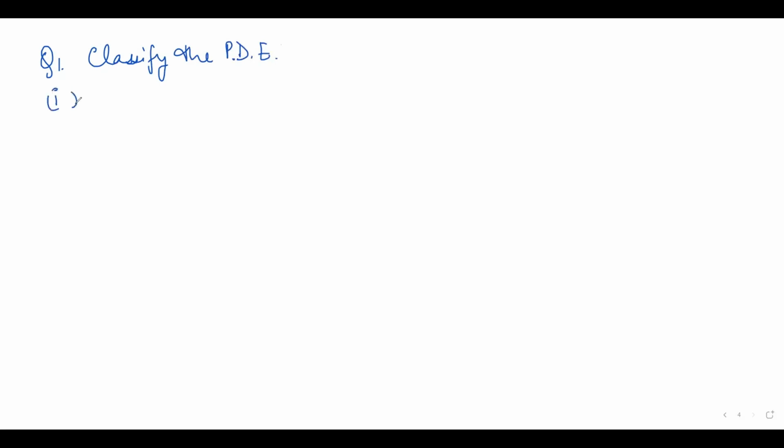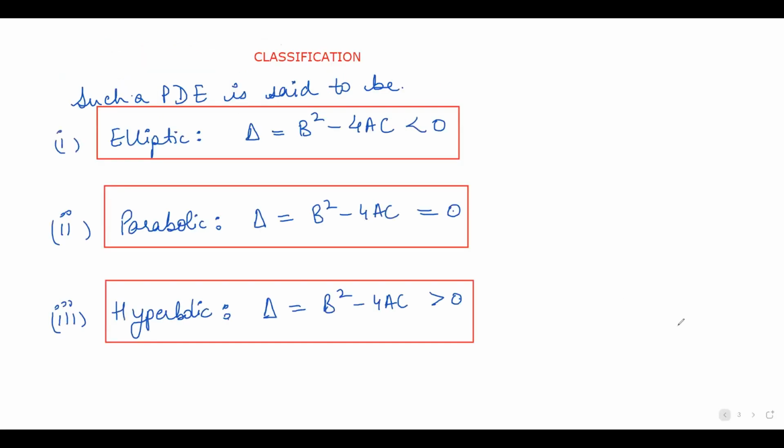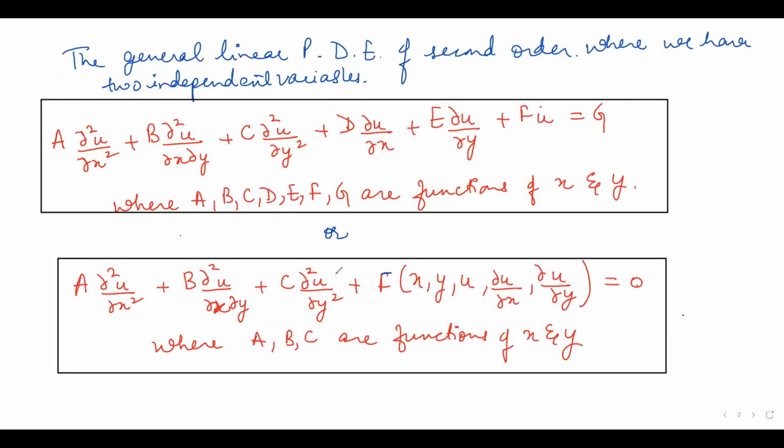So let me consider the first part. This is twice of this plus 3 times del square u upon del y square equal to 2. Now, very easy and simple, you can compare it with the general linear second order equation, as you could see, this one, or might be this one. So it is related to these equations only.